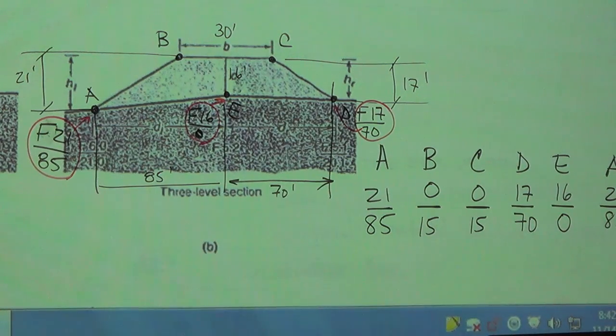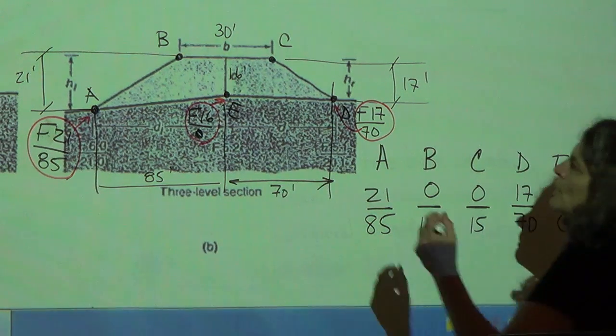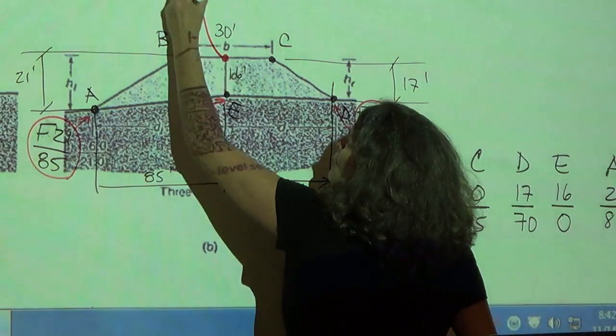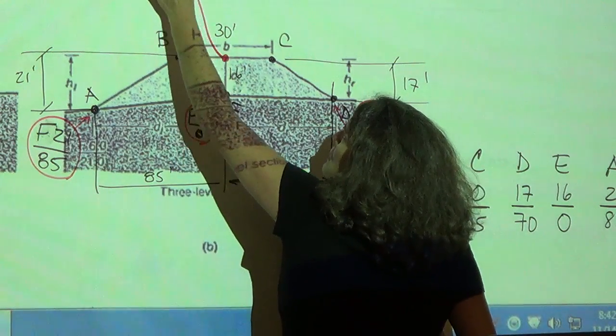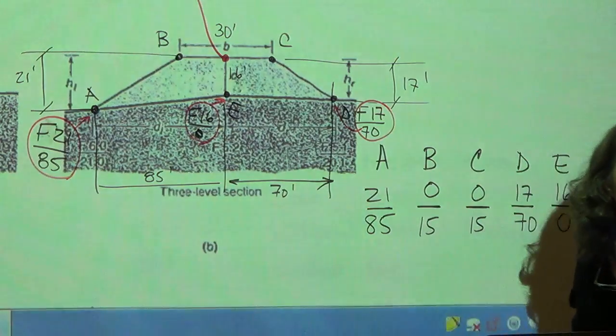Why did you say that the height of B is going to be 0? Isn't it 21? So remember, where's the origin? The origin is always the center of the roadbed. So everything is being measured from here.